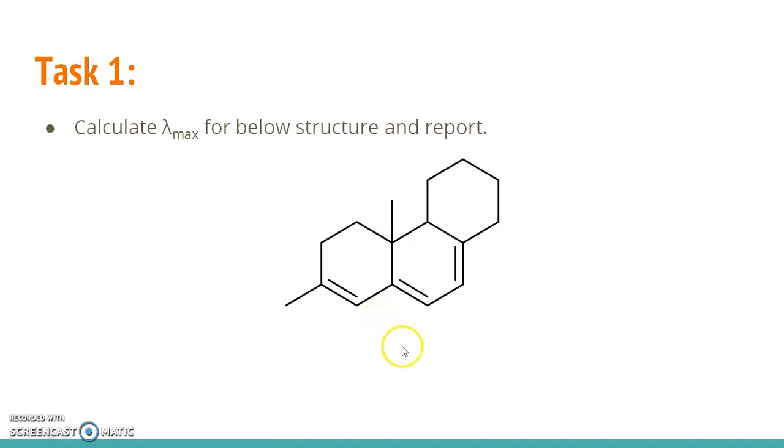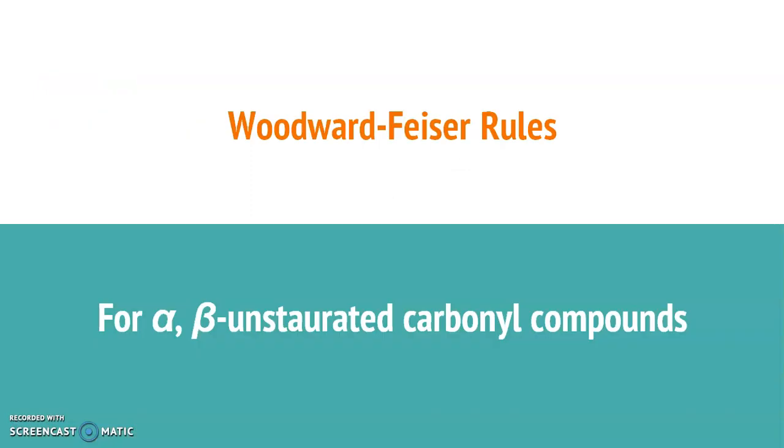I request you to take up this task. There is no need to report the observed value because that is naturally obtained from experimental data. I request you to submit the calculated value for this particular molecule. With that, we'll go to the next section, the Woodward-Fieser rules, which have been used to calculate the lambda max for alpha beta unsaturated carbonyl compounds.